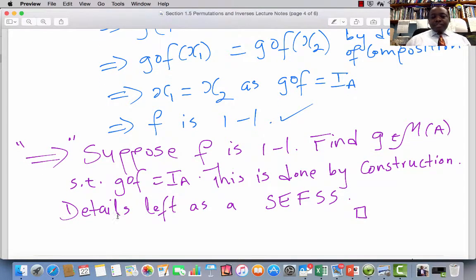The forward direction. Suppose F is one-to-one. We want to find a mapping G in MA such that G composed with F equals IA. This is done by construction, and I would leave the details as a simple exercise for serious students. And for the students taking this with me right now, I would expect you to show me the details of the forward direction in class.